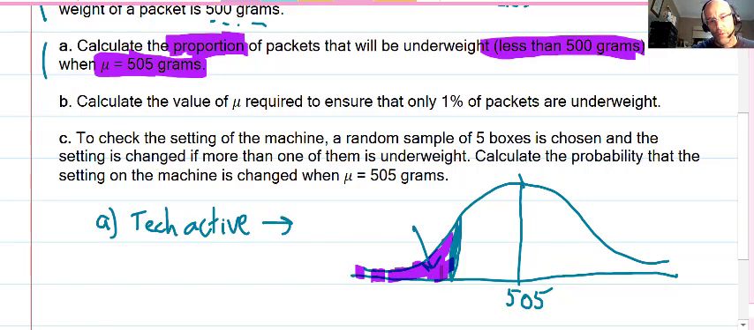I really enjoy my messy shading of things. It's really good fun, and maybe it'll upset a few people. It's beautiful. So we are looking at less than 500 grams. So what is that percentage there? And it's a tech active question, so we're going to use our normal CDF on our graphics calculator.